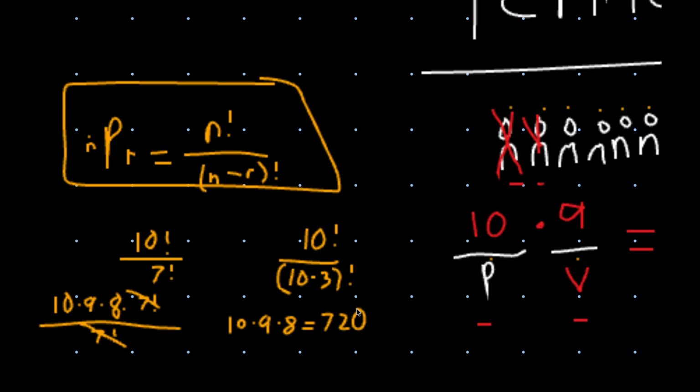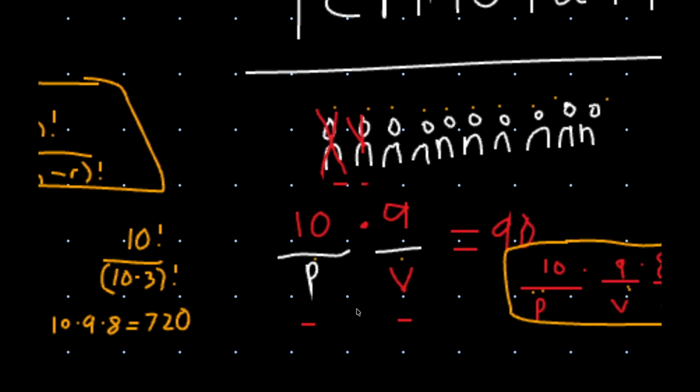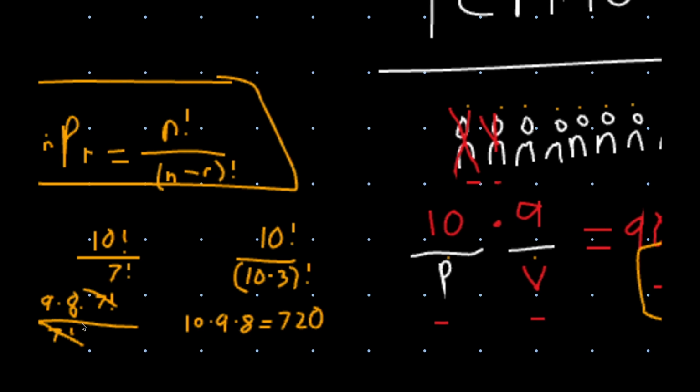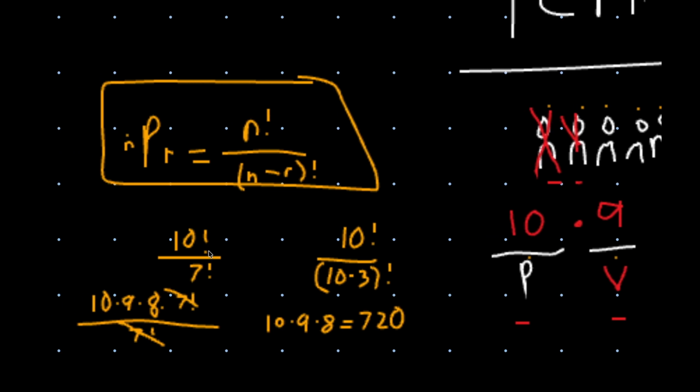So how this formula works is it's like n minus r factorial. So n minus r, you see that 7 cancels out all the terms that are to the right of the first r numbers, if that makes any sense.